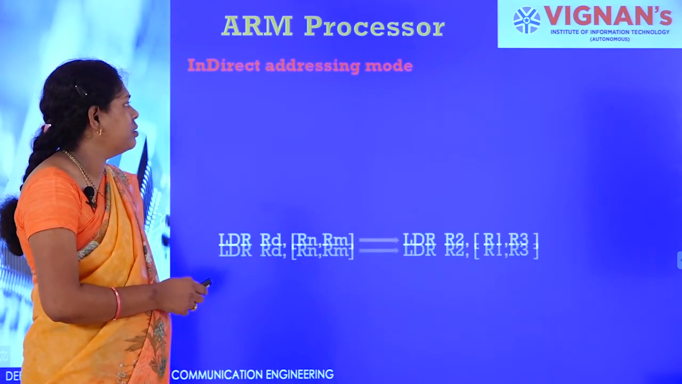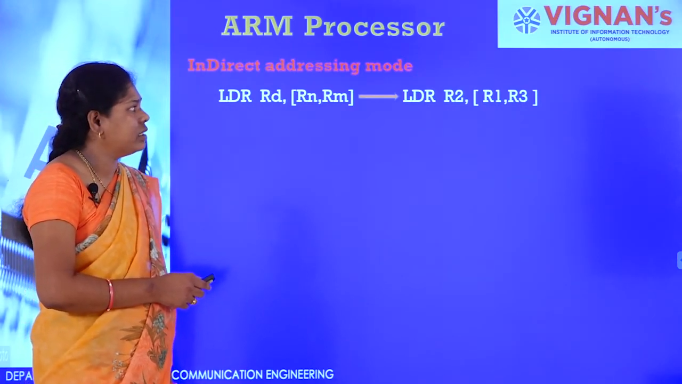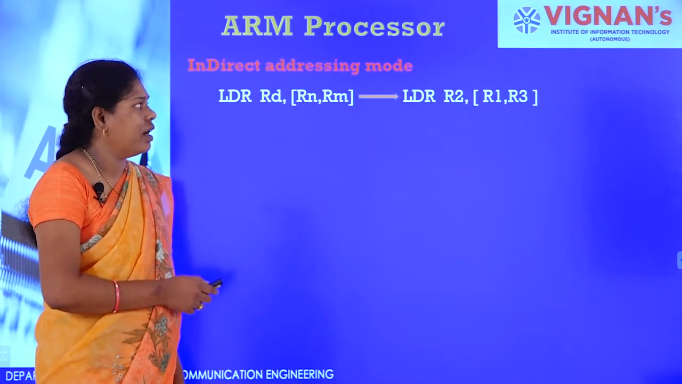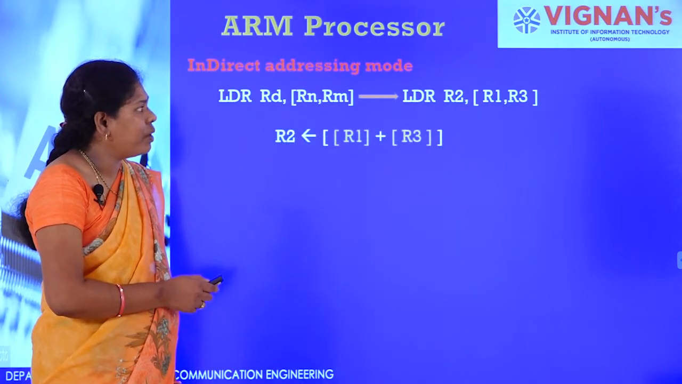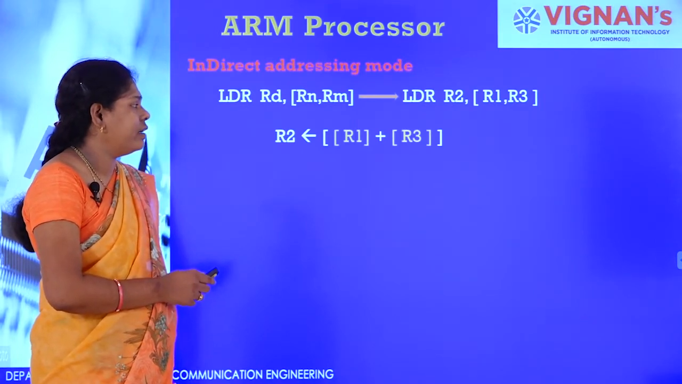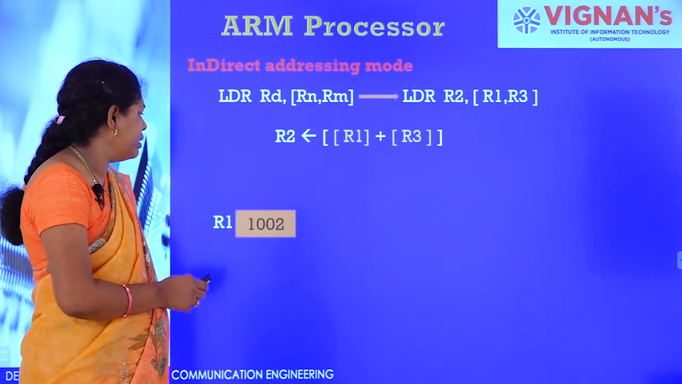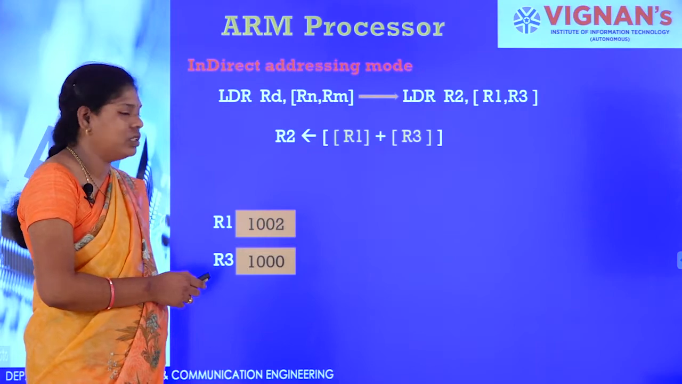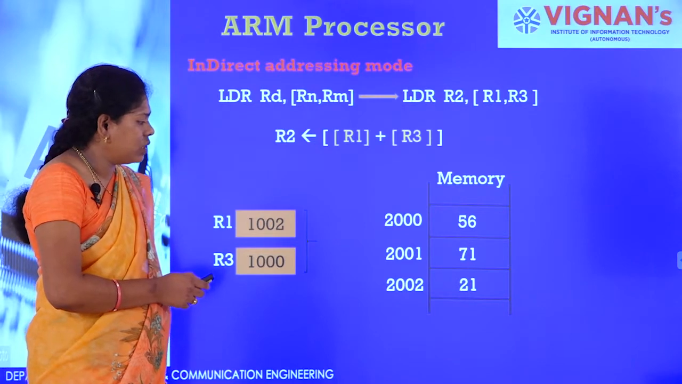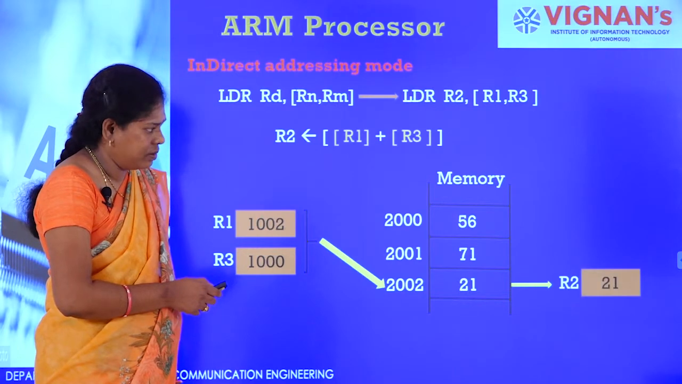Let us see the next addressing style. LDR Rd, [R1, Rm]. Let us take the example LDR R2, [R1, R3]. Here the content of R1 plus the content of R3 will be added, and the content of the corresponding address will be copied to R2. Let's see, the content of R1 is 1002 and R3 is 1000. These two will be added, we will get 2002. The corresponding content will be copied to the R2 register.